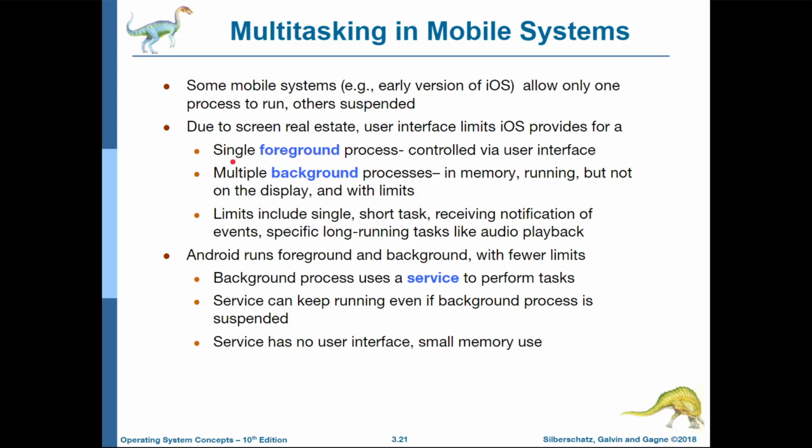In most cases, a foreground process is the one that is controlled by the user interface at that time. And every other process is considered a background process, which may be in memory, but it will not be given all the resources that a foreground process gets, and will usually be severely limited in terms of CPU time, etc.